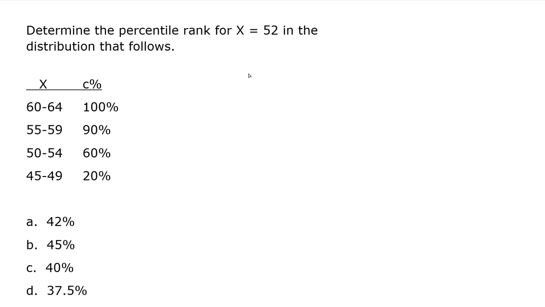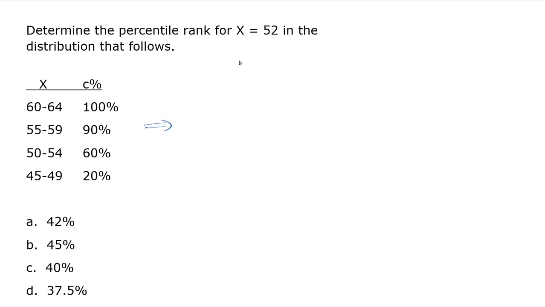Determine the percentile rank for x equals 52 in the distribution that follows. So we have our distribution here, and the answer for the percentile rank is either going to be 42%, 45%, 40%, or 37.5%.